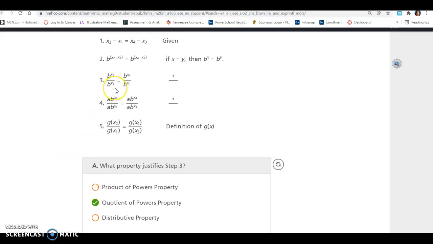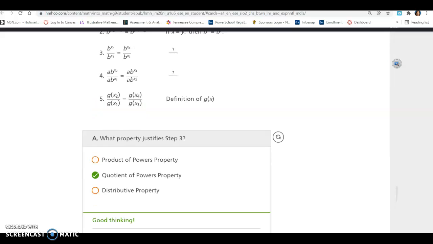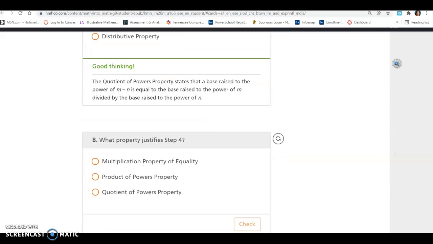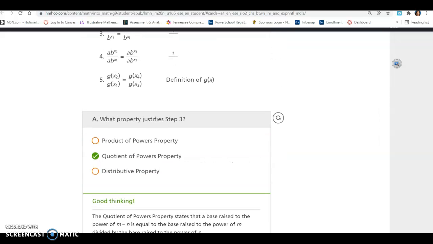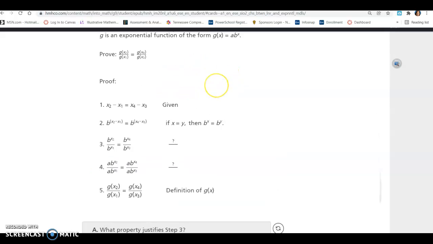From here, they're going to multiply each part by the same thing, a. They're just multiplying everything by a. If we do the same thing on both sides of the equation, we're not changing the equation. Step 4 would be the product, no, that would be the multiplication property, because we simply multiplied by a.